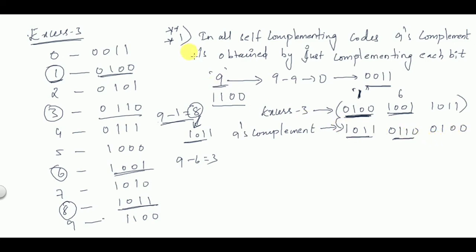Remember this very important point: if you are given a self-complementing code, just complement each bit in that code and you get its 9's complement.